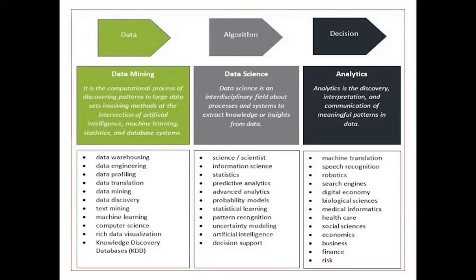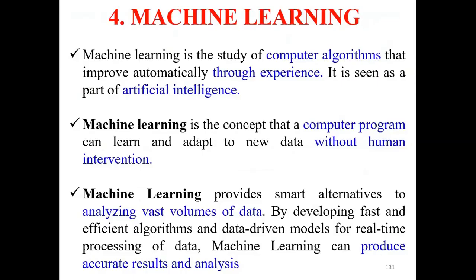So the fourth subject is machine learning. Learning from the observational data is called machine learning. Machine learning is a sub-branch of artificial intelligence. So it provides smart alternatives to analyze vast volumes of data. By developing fast and efficient algorithms and data-driven models for real-time processing of data, we are using machine learning algorithms.